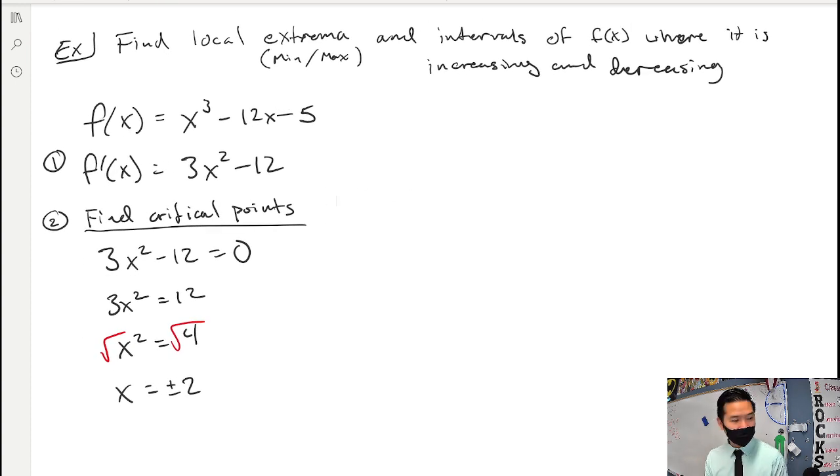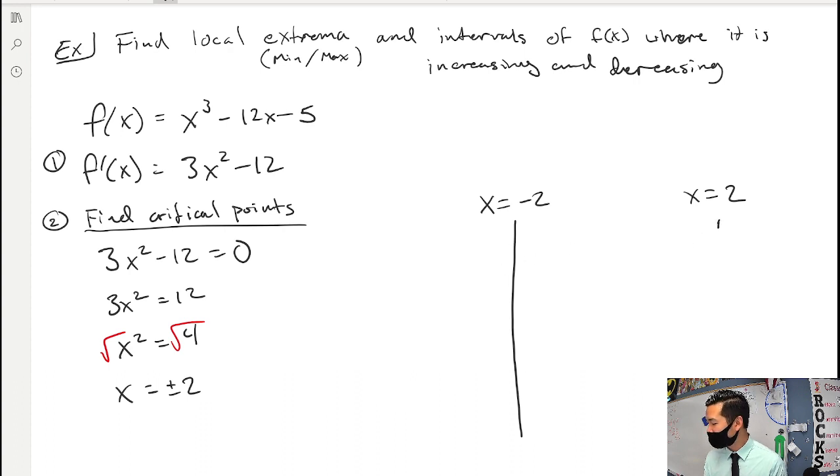And let's go ahead and create myself a little table here. I have two critical points. One critical point is when x is equal to -2. What's my other critical point? x is equal to +2. I'm going to make myself a little table. I'm going to draw a line at this critical point, and another line at this critical point. What I'm essentially doing is breaking up my graph into 3 regions.